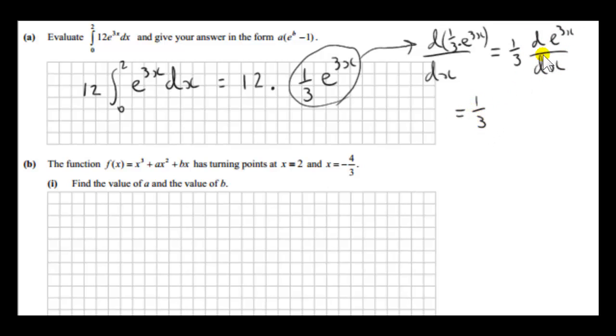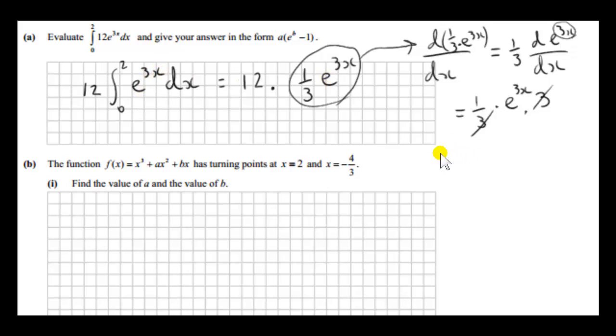Well, if we differentiate e to the power of something, we just get it back. And by the chain rule, we differentiate the power. If we differentiate 3x with respect to x, we get 3. So you see, we do indeed get e to the 3x. So this is the correct answer. This is the integral of e to the 3x with respect to x.